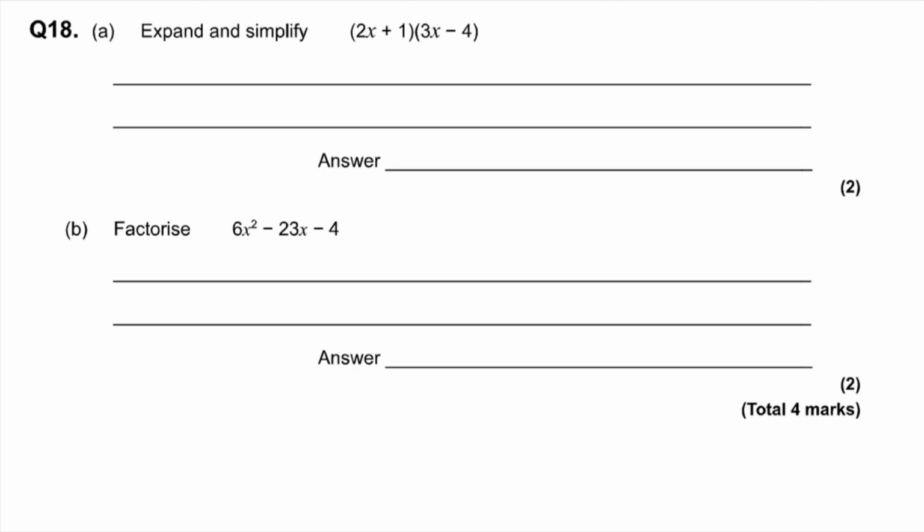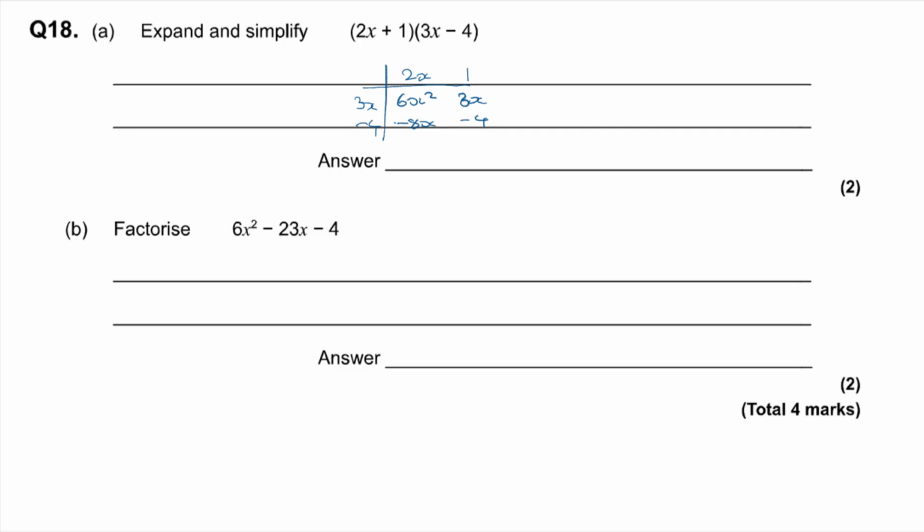So multiplying out brackets again. I'm going to do it as a grid method. You don't have to, but if you drop a term, that's on you. If you do it in the grid method, you won't drop a term. So 3x times 2x is 6x squared, 3x times 1 is 3x, 2x times minus 4 is minus 8x, and minus 4 times 1 is minus 4.